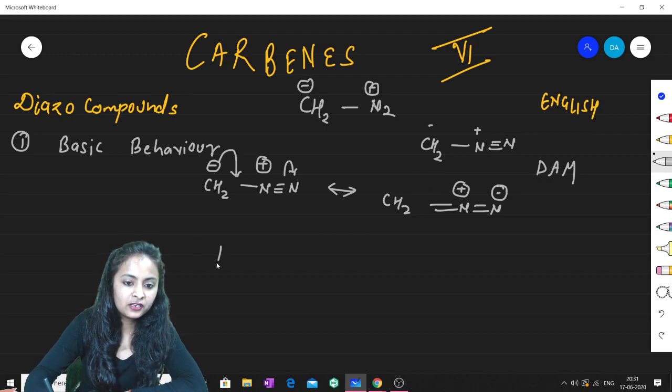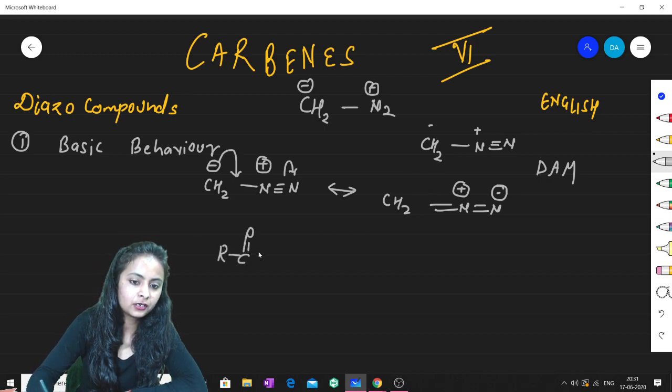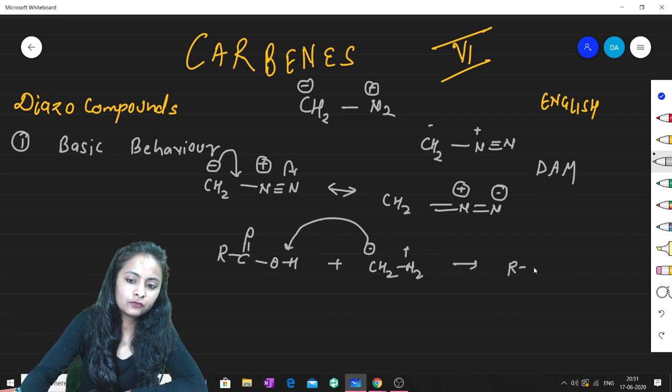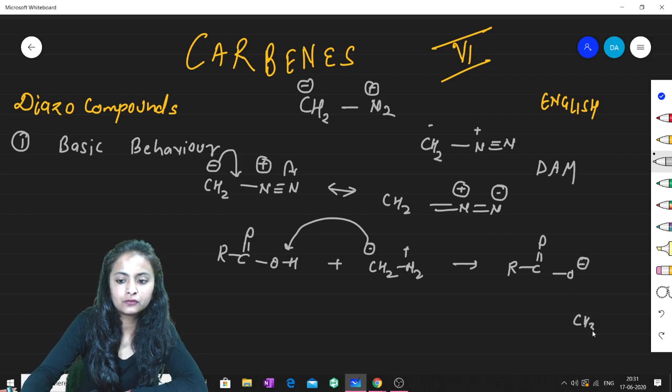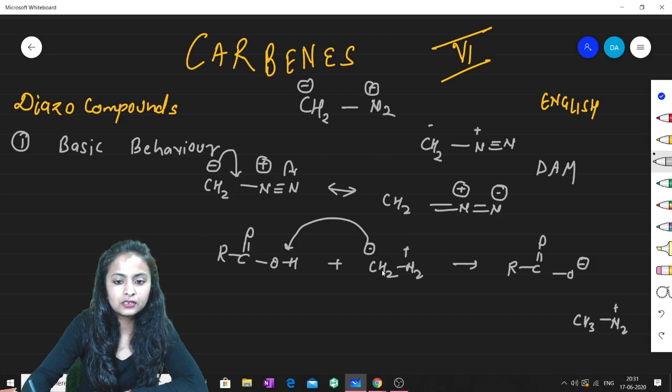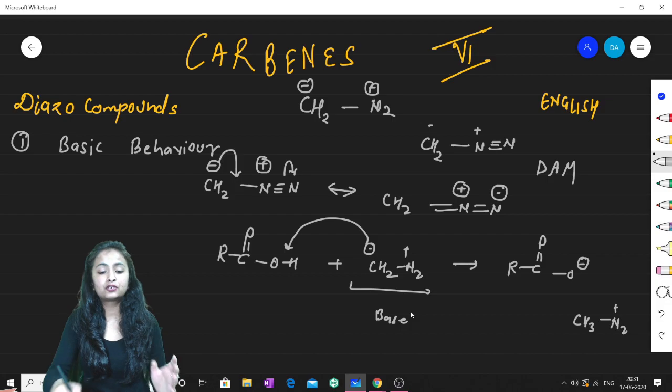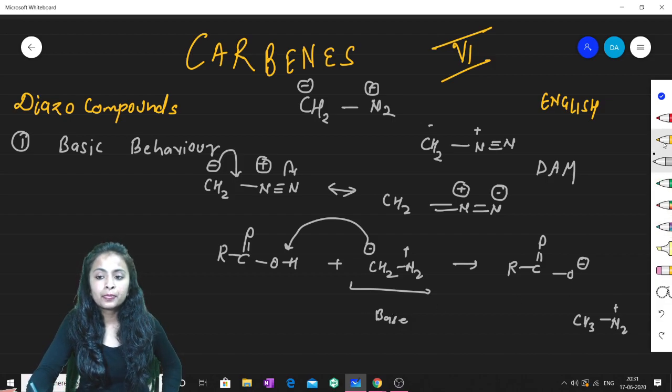Now, if I treat diazomethane with any sort of acid, I'll write it in shortcut only, this negative charge will abstract this proton, and there will be the formation of CO minus and CH3N2 positive charge. In this method you can see that it is acting as a base. Why is it acting as a base? Because it has abstracted this proton, therefore it is acting as a base.